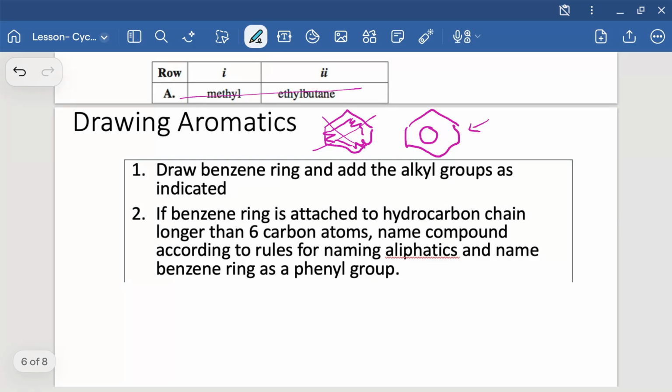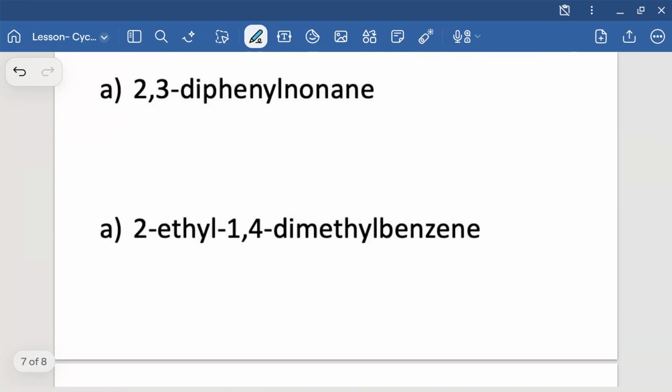The other part though is if benzene is attached to a chain that has more than 6 carbons, then now it is a branched group and you call it phenyl. So benzene with groups on it is named as a benzene. And if it's benzene on a long group, it is a phenyl group. So let's take a look at those examples.